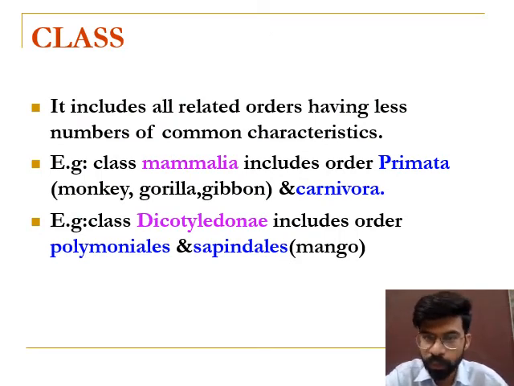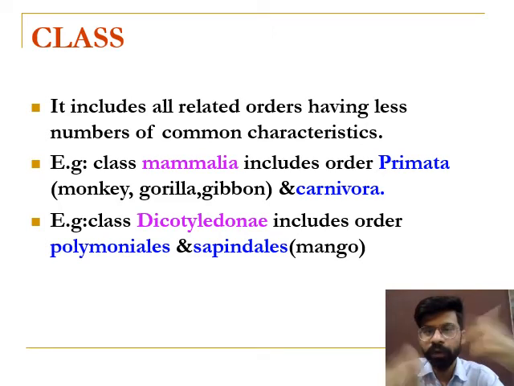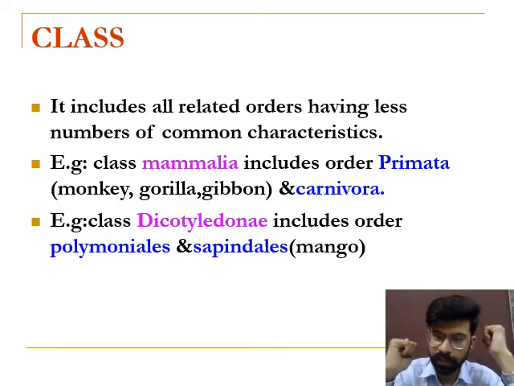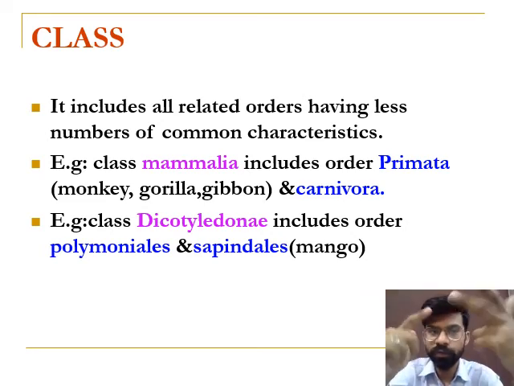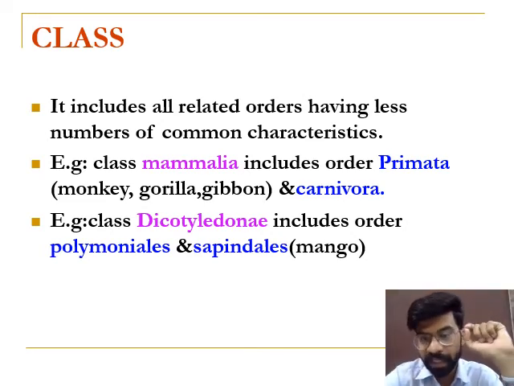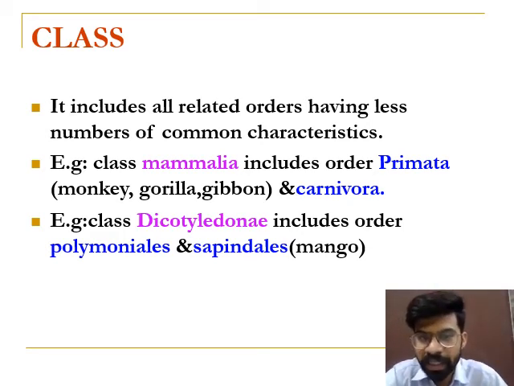Class. Now, what is class? Related orders combine to form one class. Example is class Mammalia. Class Mammalia contains order Primata and order Carnivora. Primata members are monkey, gorilla and gibbon.